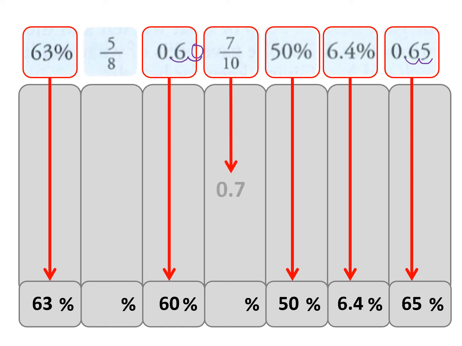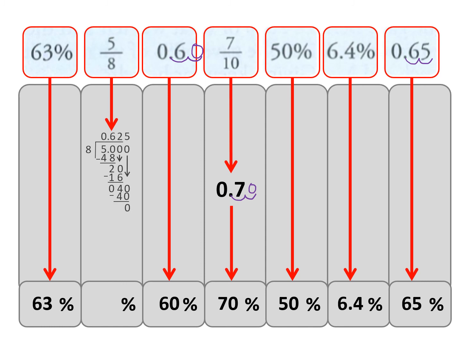For 7/10, we can change that to a decimal. Then we can move the decimal point over 2 to the right. And we'll get 70%. Now for 5/8, we are going to have to do some math here. You would do 5 divided by 8, and you would get 625 thousandths. And now we need to change that to a percent by moving the decimal over 2 places to the right, which would give us 62.5%.